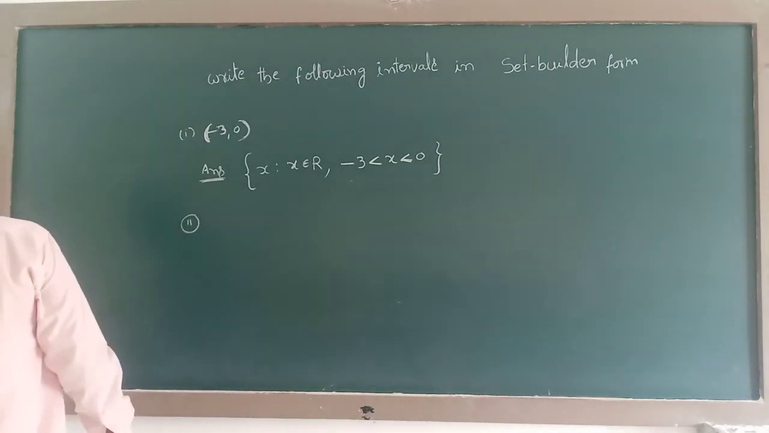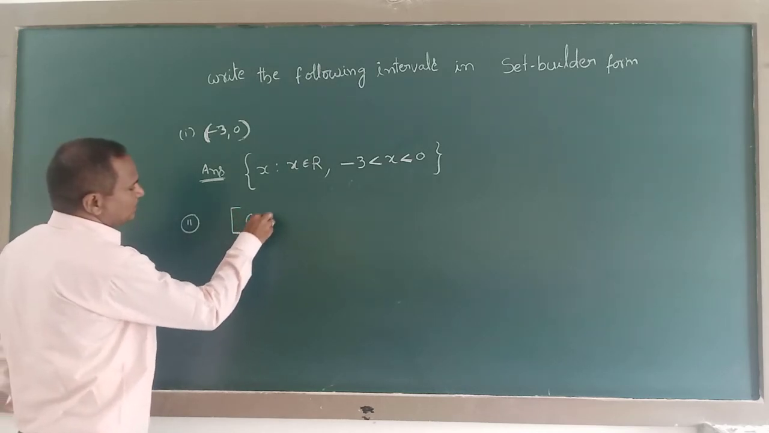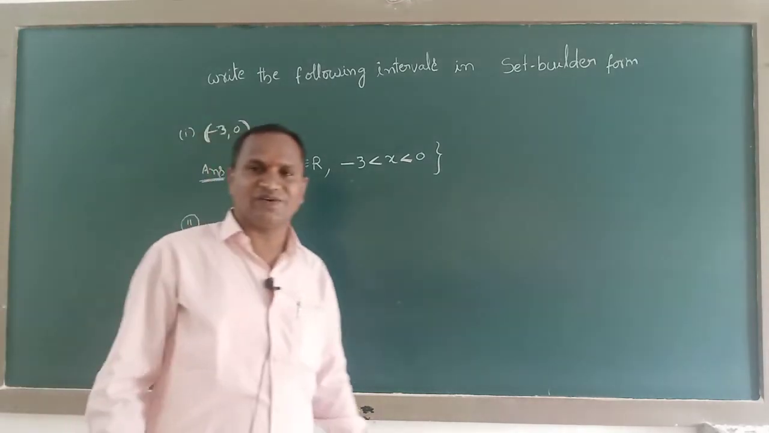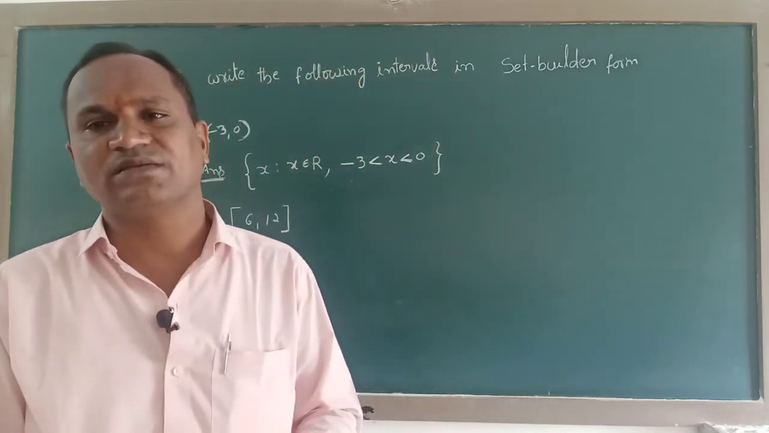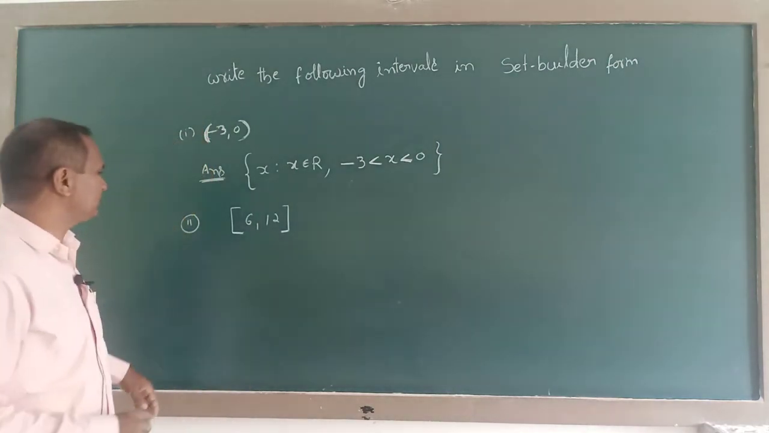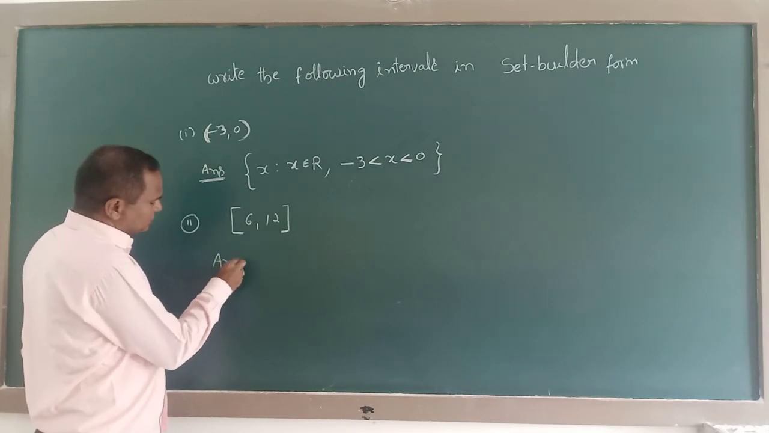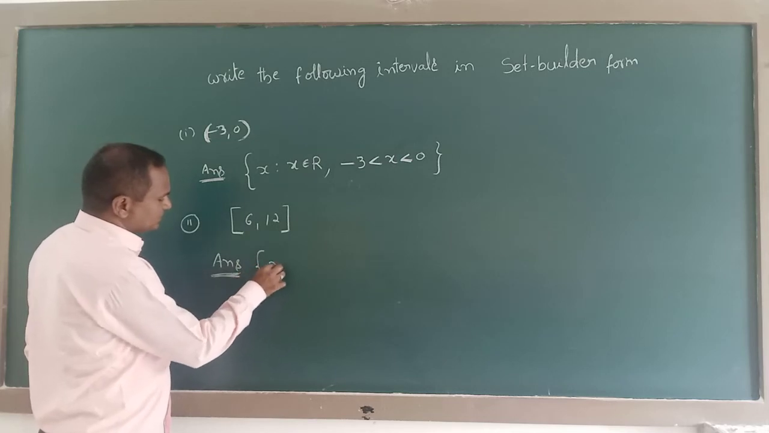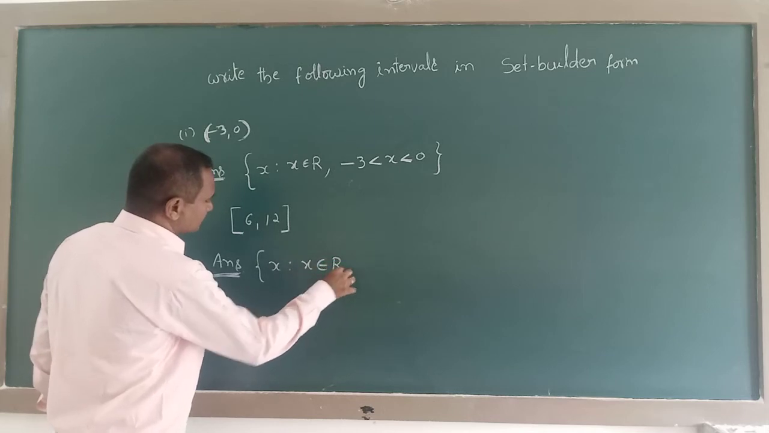Second question is the closed interval [6, 12] here. On both sides a closed interval is there. On both sides a closed interval means we can write with the symbol less than or equal to, like this. The answer for this question is x is such that x belongs to real numbers.